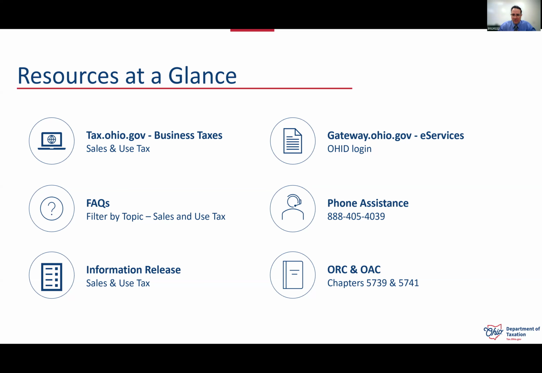Another resource is our new e-services that Amanda went through. We have our general assistance phone number, and then of course the Ohio Revised Code and the Ohio Administrative Code. The Ohio Administrative Code is where we come out with rules that our legal team helps write to explain the Ohio Revised Code better. So those are both key resources.